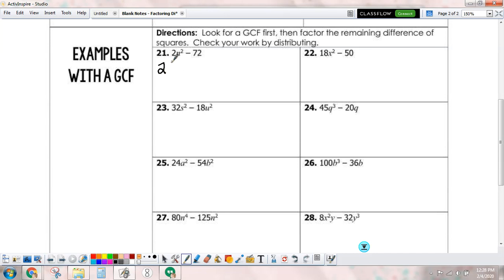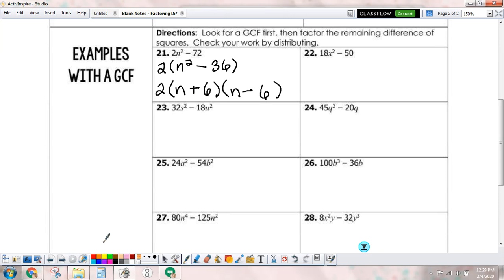So I'm going to start by putting 2 on the outside, and then I'm going to pull the 2 out. So I'm going to do 2n squared divided by 2. Well, 2 divided by 2 is 1, so I have n squared now. And then 72 divided by 2 is 36. Now I'm left with 2 perfect squares. n squared, that's a perfect square. 36, that's a perfect square. So I can do my difference of squares now. I have my 2 on the outside, and then my 2 sets of parentheses. The square root of n squared is n. The subtraction, so I put one plus, one minus, and the square root of 36 is 6. So I'm going to put 6 for both of those.